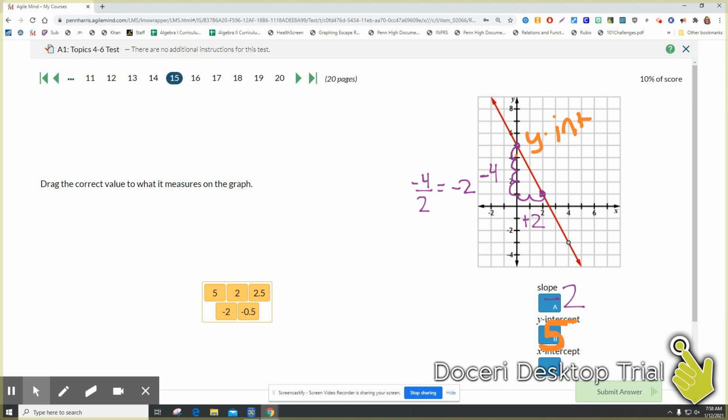Now the next thing they ask us for is the x-intercept. I'm going to look at the x-axis, and I see that if this is the number 3 here, it falls between 2 and 3. That would be my 2.5. So my x-intercept is 2.5.